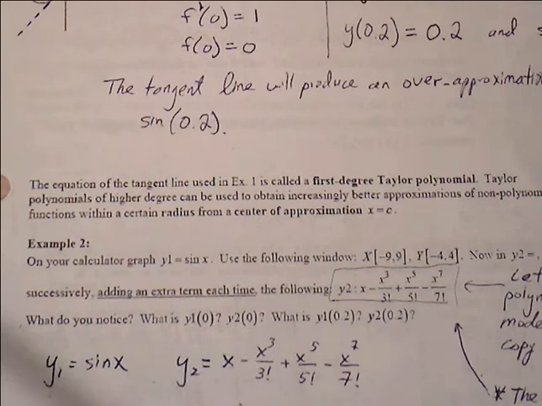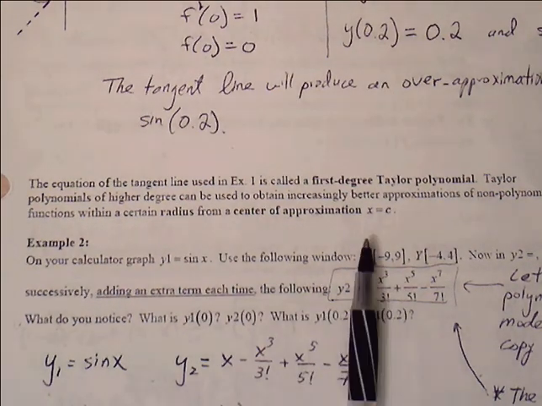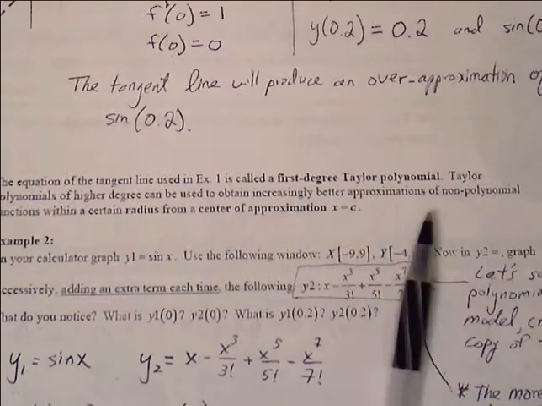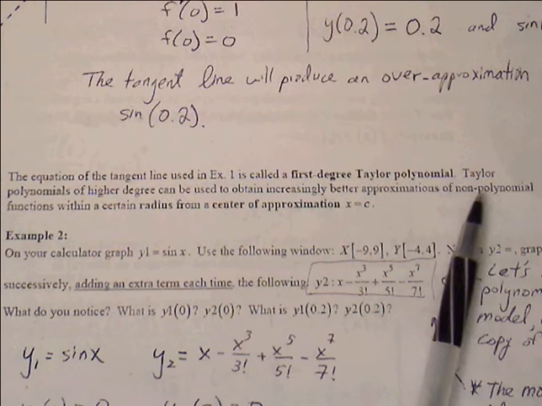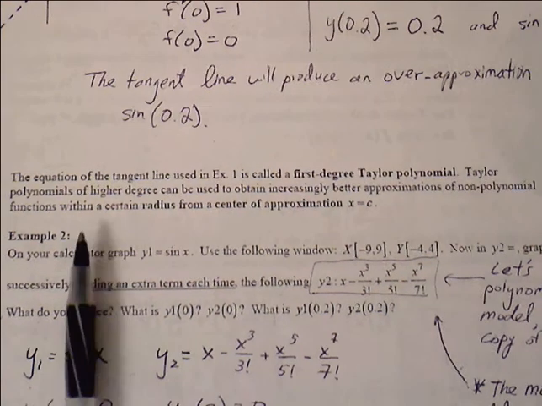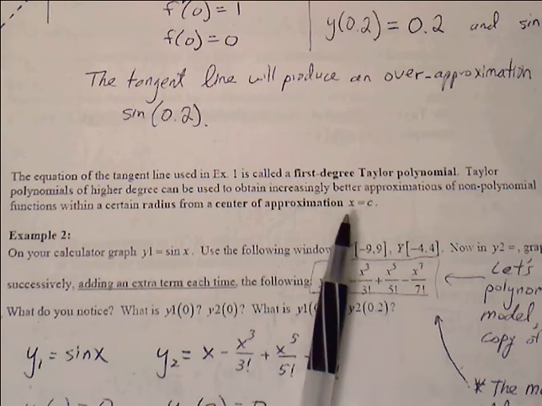Taylor polynomials of higher degrees can be used to obtain increasingly better approximations of non-polynomial functions, such as the sine curve, the exponential e to the x curve, and the natural log of x function, within a certain radius from a center of approximation x equals c.